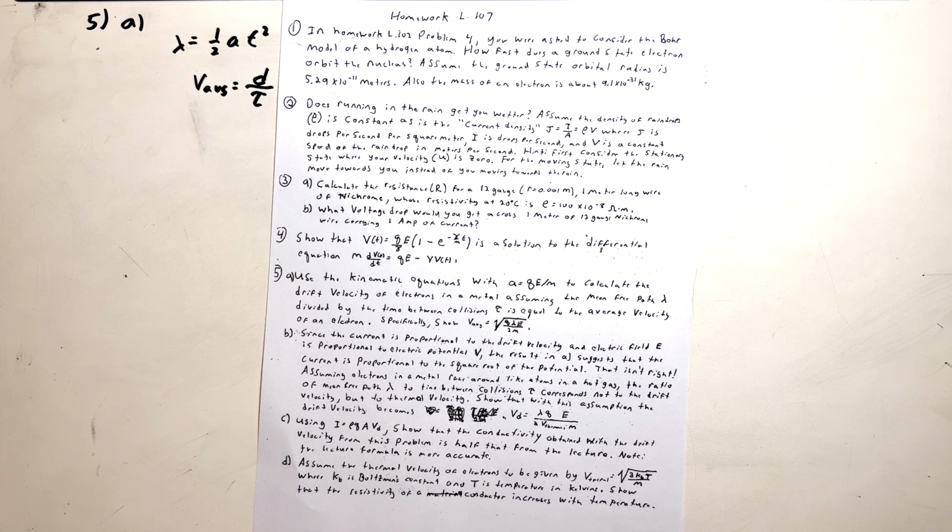All right, and part B says that since the current is proportional to the drift velocity and electric field E is proportional to the electric potential V, the result in A suggests that the current is proportional to the square root of the potential. Well, that isn't right.